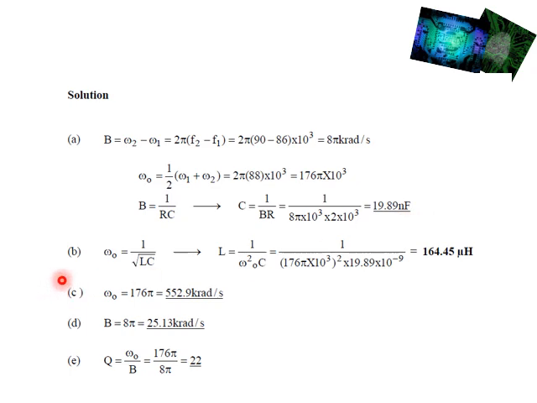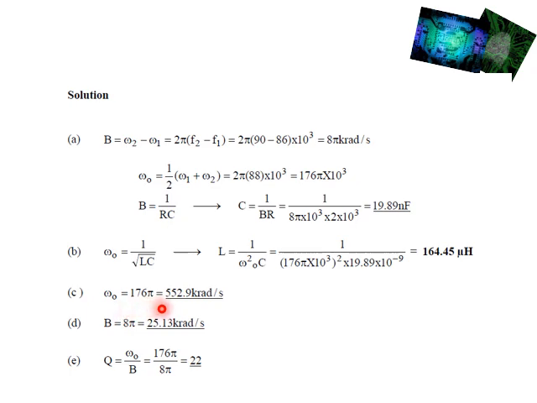B is the value of inductance. So from this equation, resonant frequency is 1 over square root of LC. We know the value of C, so we can calculate the value of L. Solving this equation for L, 1 over omega naught squared C is equivalent to this value. So we get the inductance value of 164.45 microhenry.